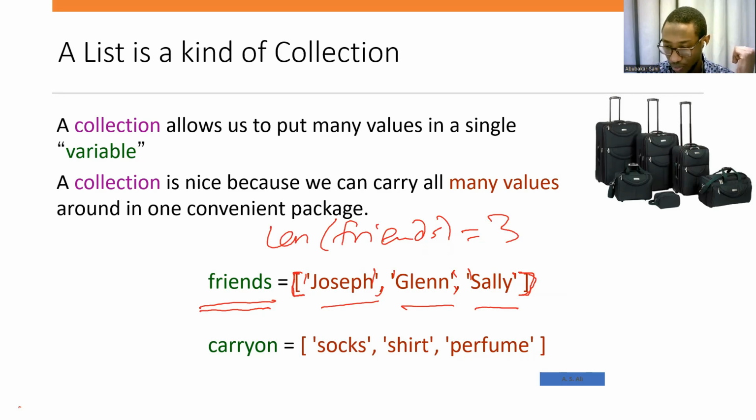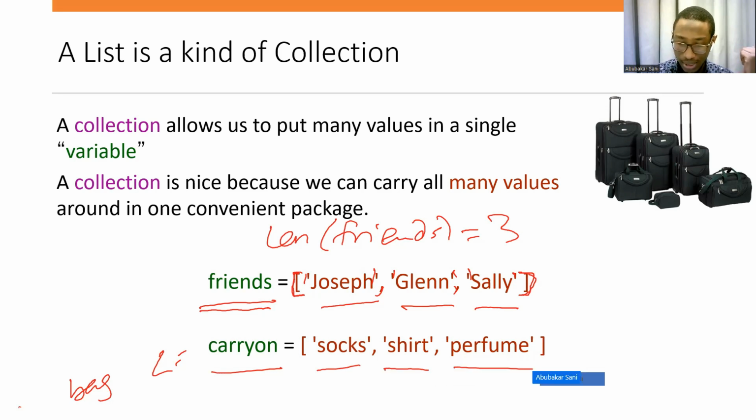We have carry-on, for example, also a variable. Okay, it's also a list containing 3 elements. This is, let's say, a simple bag. You have your carry-on bag, and inside the carry-on bag, you have three items. You have socks, you have shirt, and you have a perfume. Okay, so this is a list.